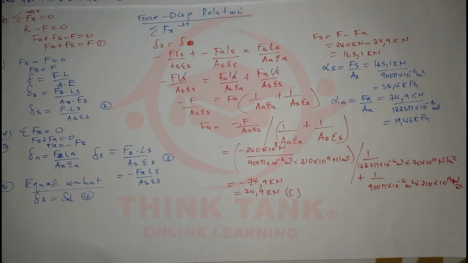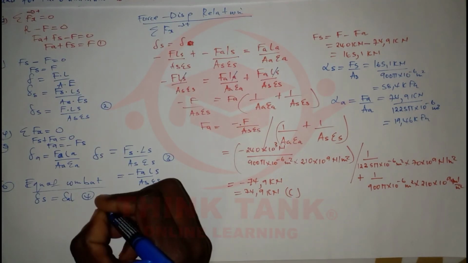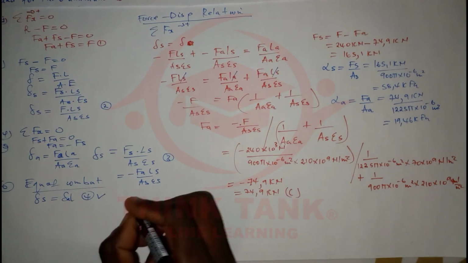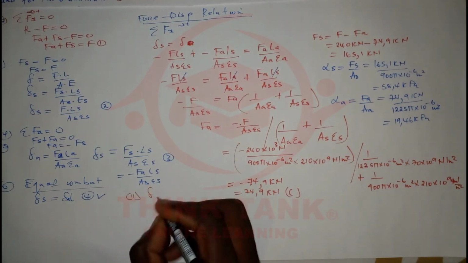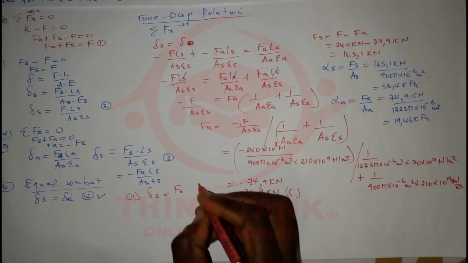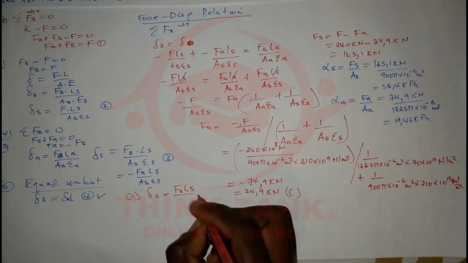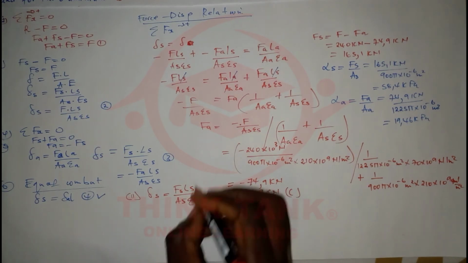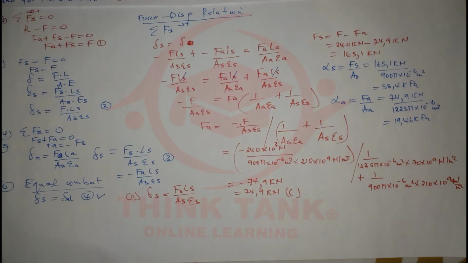Now for the displacement, we're going to use this equation. The displacement of S is going to be the displacement of A. For part 3, I'm going to write the displacement. I'm going to choose steel, and the displacement is going to be Fs, the force acting on the steel, times Ls, the length of the steel, divided by As, the area of the steel, times Es, the modulus of the steel.